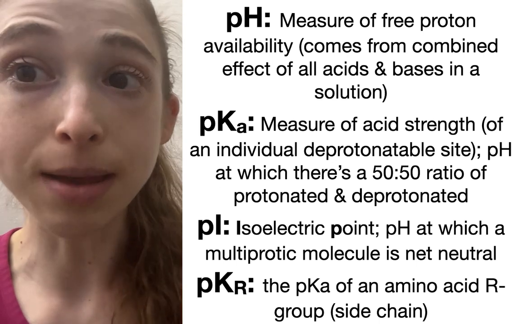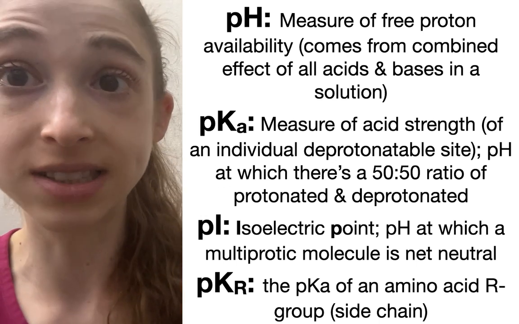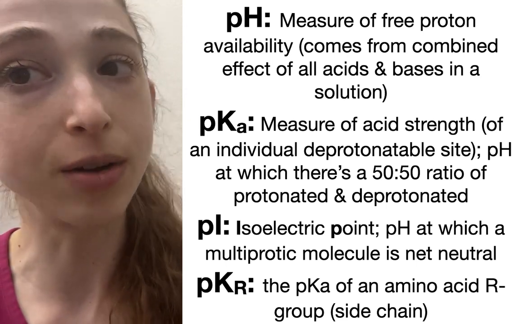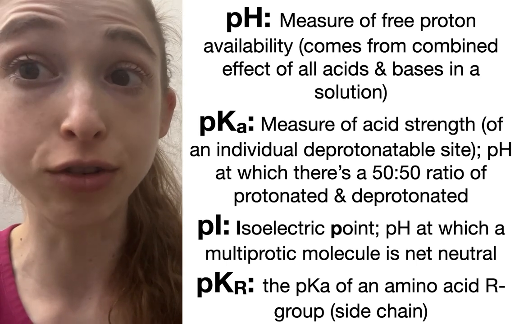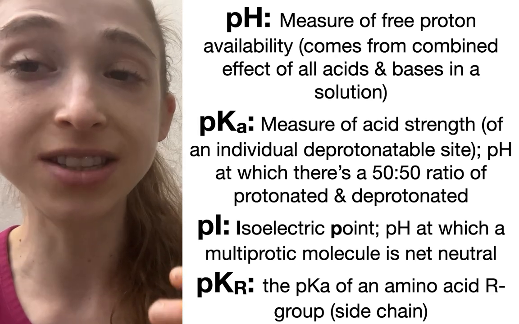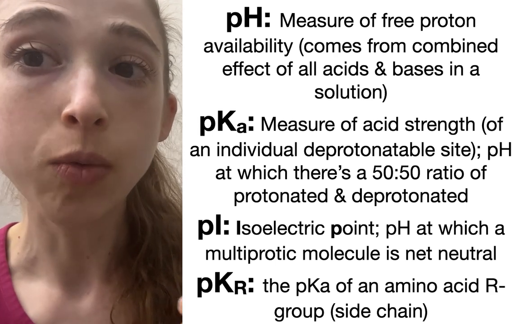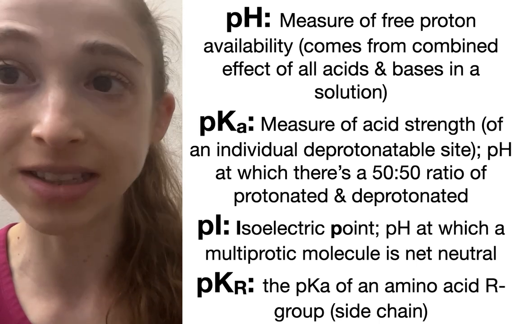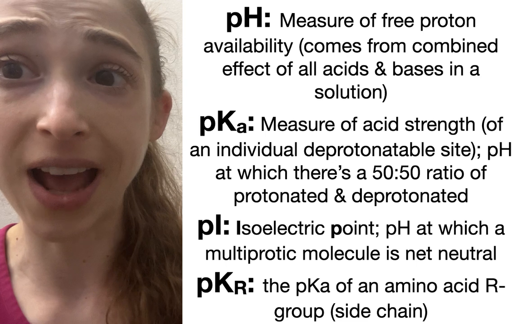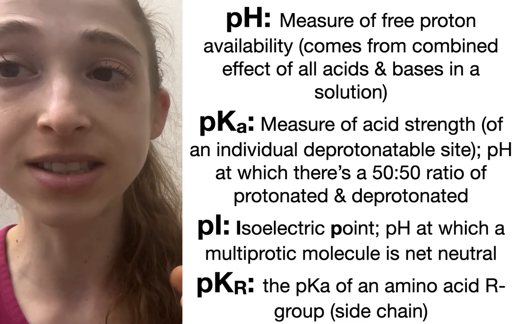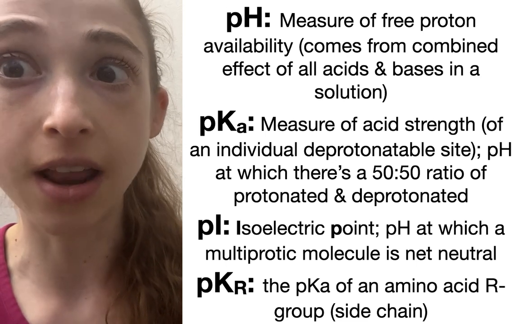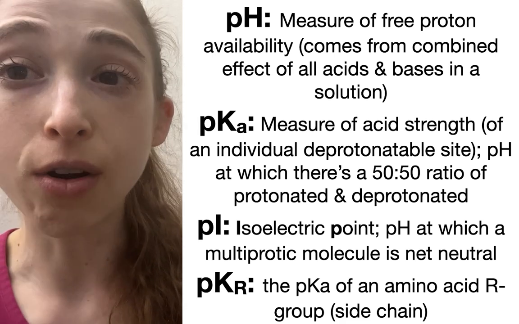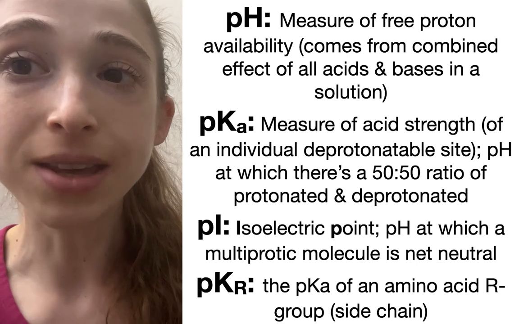And so if you have a multiprotic thing, with lots of sites that can act as proton donors, there's going to be some point at which that molecule is electrically net neutral, and this is your pI, your isoelectric point. We can calculate that for anything that's multiprotic, so it could be an amino acid, it could be a buffer molecule that has multiple protonation sites, or it could be an entire protein. Thank goodness for computers.